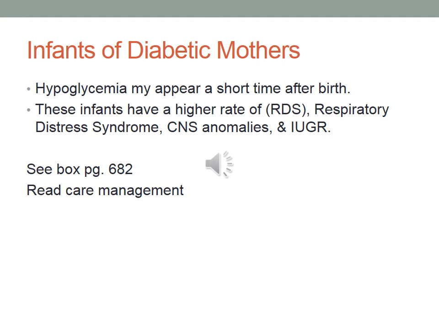Infants of diabetic mothers. Hypoglycemia may appear a short time after birth. These infants have a higher rate of RDS, respiratory distress syndrome, CNS anomalies, and intrauterine growth retardation. Please read more of this information in Care Management on page 682 of your textbook.